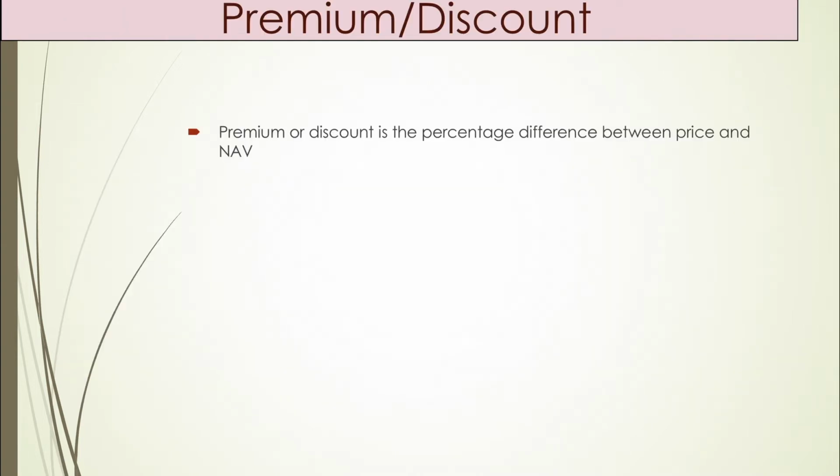So these closed-end funds will sell at either a premium or a discount, and it is simply the percentage difference between the price and the net asset value. So to calculate the premium or the discount on a closed-end fund, you would take the current market price, subtract the net asset value, doing the same calculations that we did previously, and divide it by the net asset value.